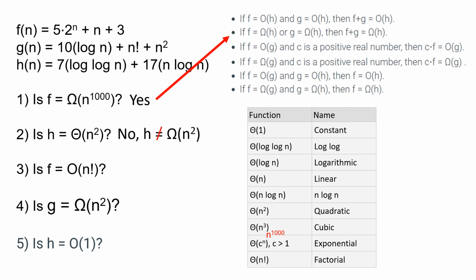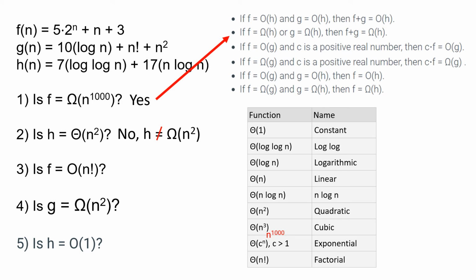Next question, h. In h we've got two terms. One involves log, which is kind of interesting, but that does show up on the chart. So there are some examples like this. And then another one, n log n. And the question is, is h theta of n squared? So remember what theta means. We've got to prove that h is O of n squared, and it's also omega of n squared.